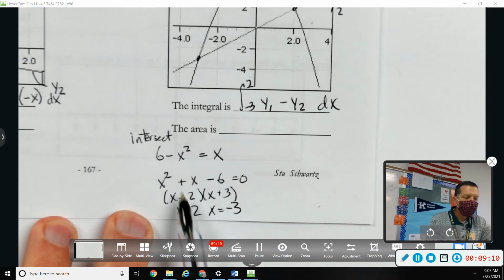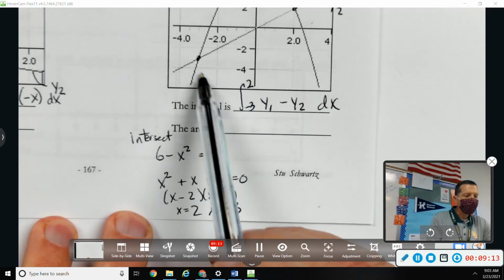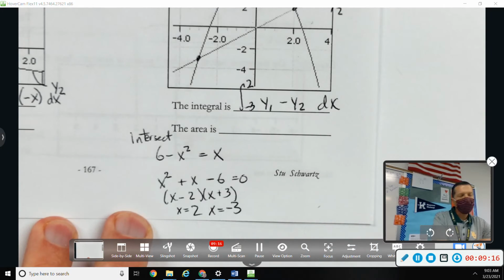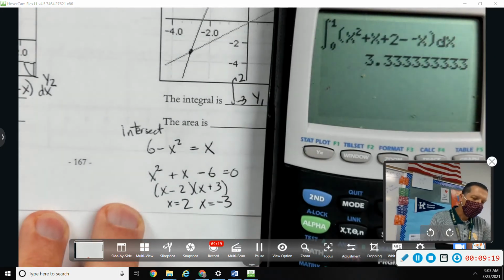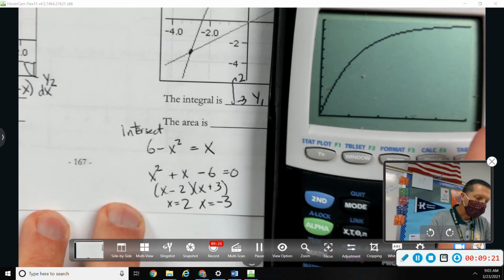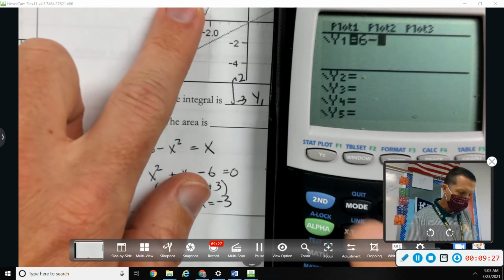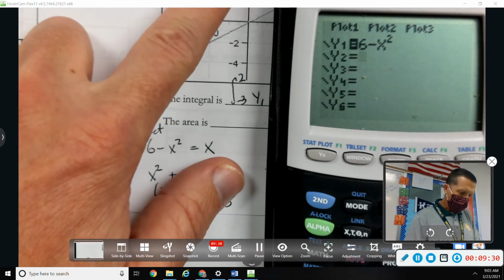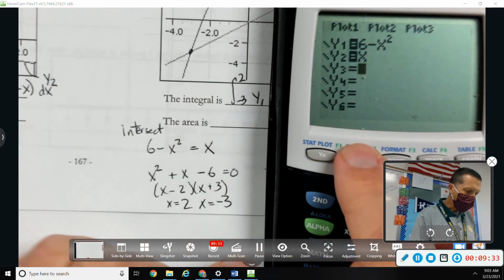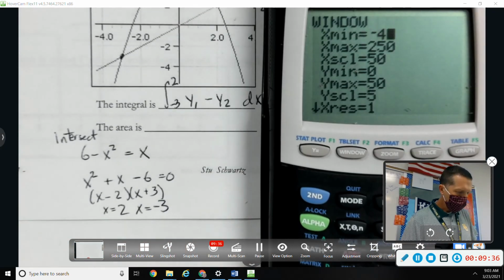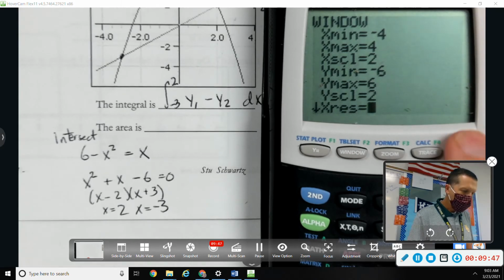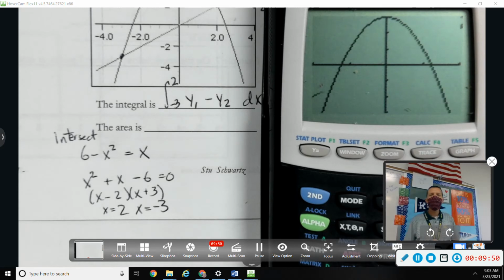You could also have your calculator do that. You could put both of those in the calculator, have the calculator find the 2 intersections. In fact, I'm going to do that because sometimes that's really the only way to do it. This one worked out nice. That won't always be the case. So y1 is 6 minus x squared, y2 is x. Better change my window back to something normal. Negative 4 to 4. I'm going to make it match the picture on the page. And then negative 6 to 6. And that should match pretty close to my picture on the page.